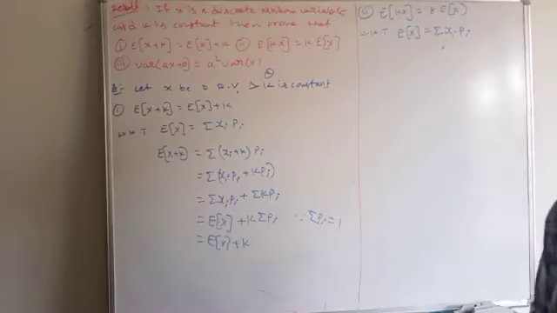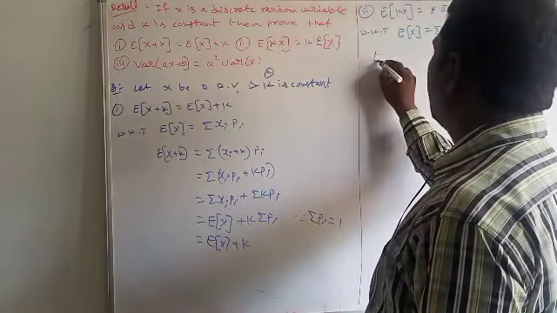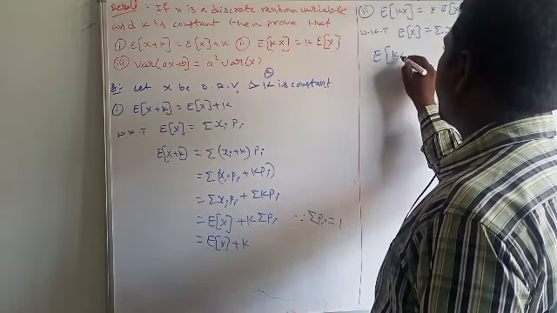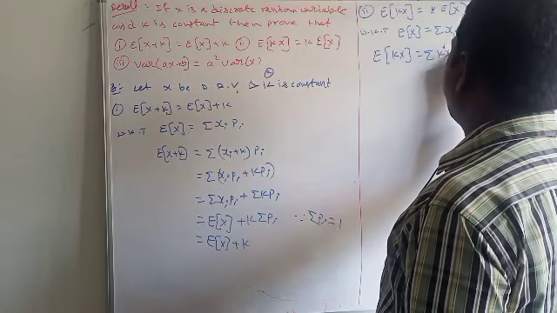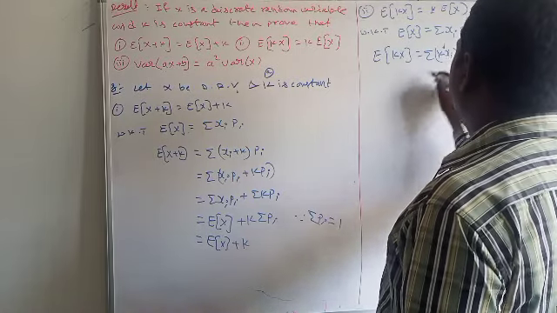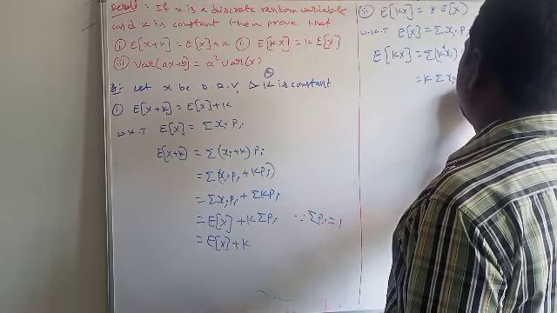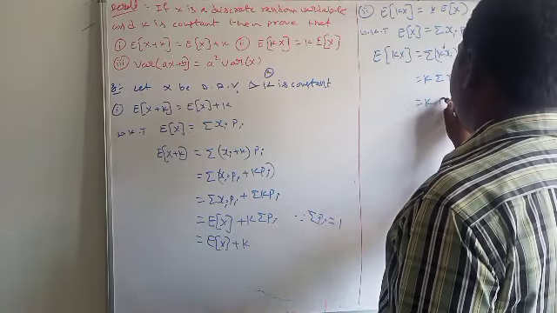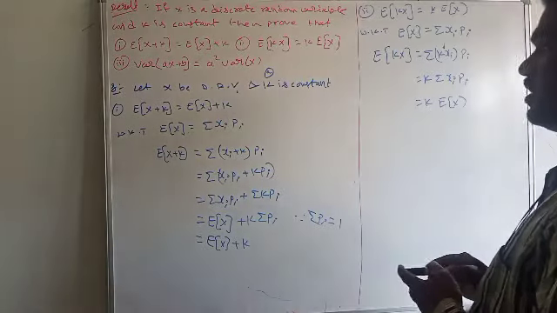Expectation of x is equal to summation xi pi. What do we need? We know that we have expectation of kx, and this implies summation k xi into pi. Here k is a constant, so k into summation xi pi. What is the summation xi pi? Expectation of x. This is another result.